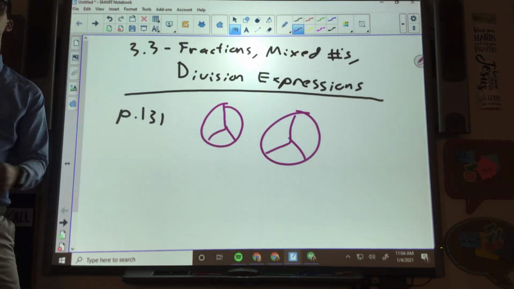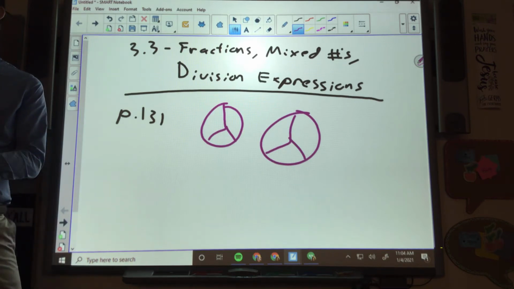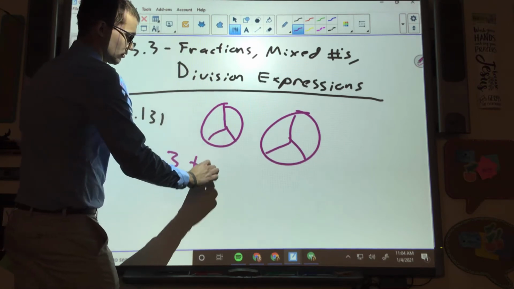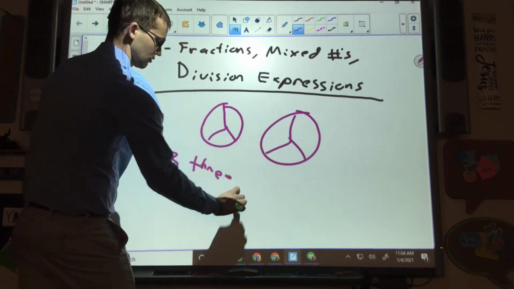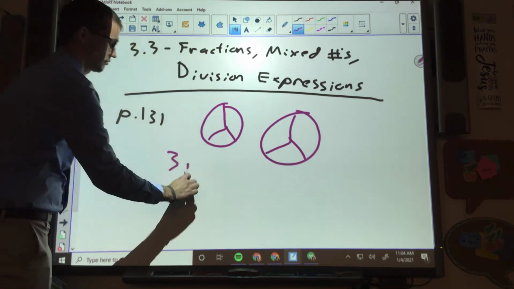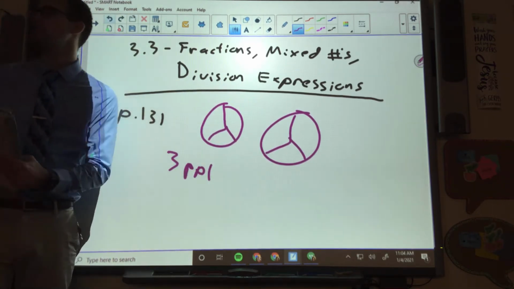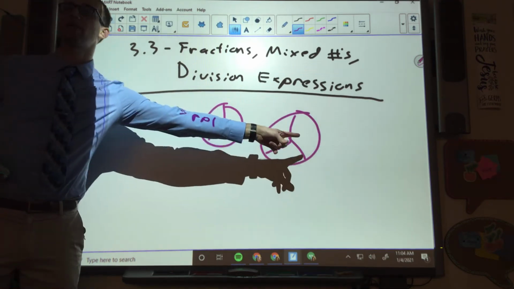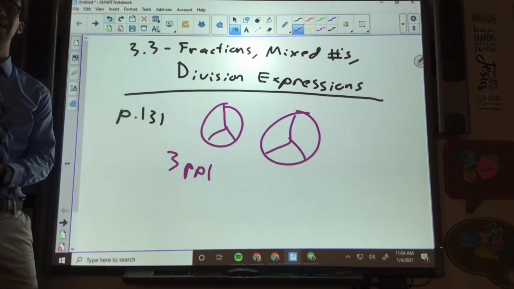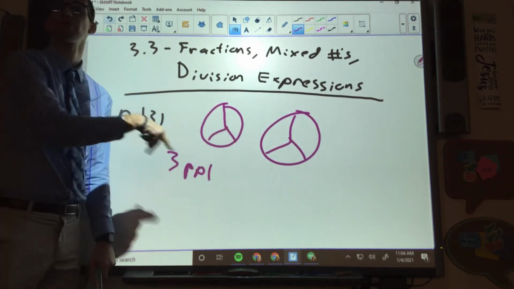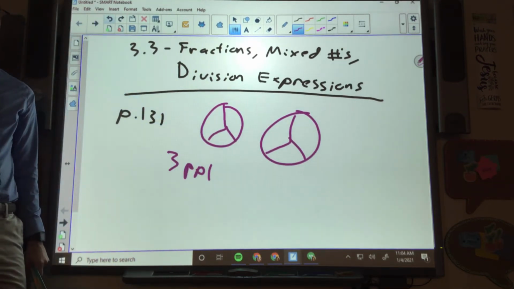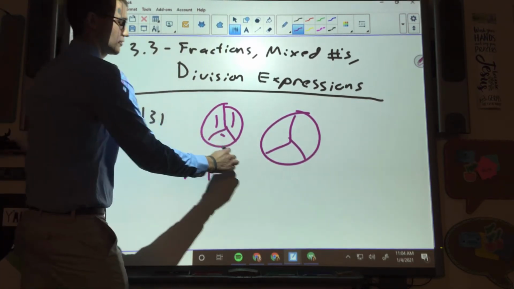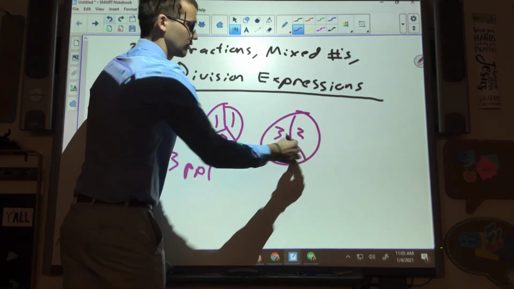2 pizzas equally given up. Each person is getting how many slices of pizza? There's 3. Oops, I just wrote down 3 twice. PPL, that's the abbreviation for people. 3 people. There are 3 people here, for how many total slices? 6. So I have 2, and I broke them into thirds so that I could give some to different people. So let's say that's the first person, this is the second person, that's the third person.